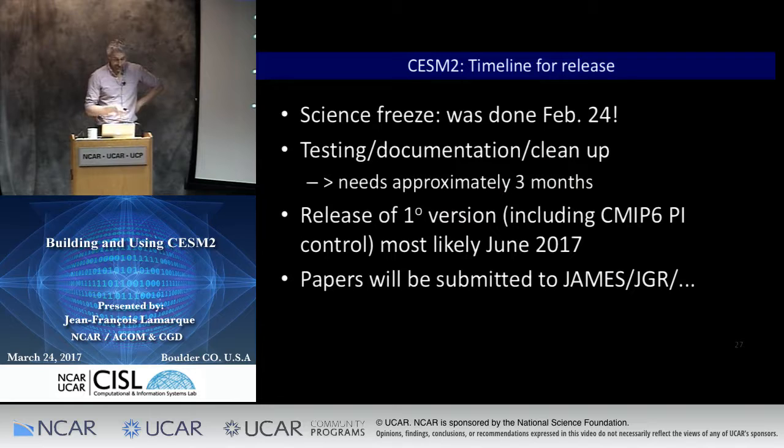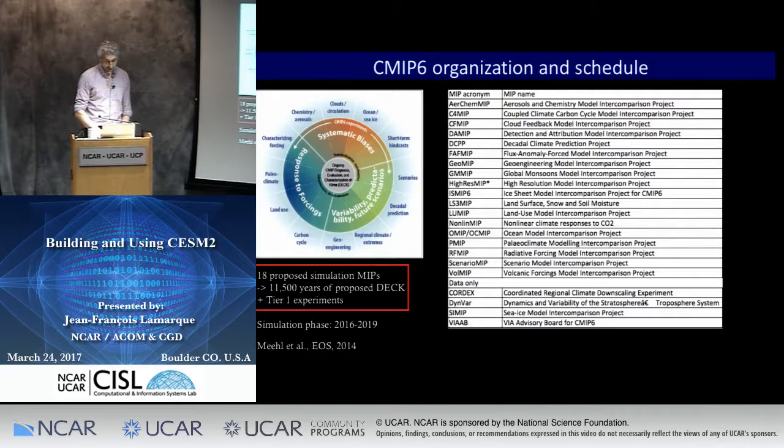And then, what's going to happen next? So we're planning to release in June of this year, and it takes about 3 months now. That's code cleanup and documentation, and then final testing. Make sure that everything that we feel should be right is right. And then papers will be submitted right around that time to a special issue. And then I want to spend the last 10 minutes on how we're going to use this model.